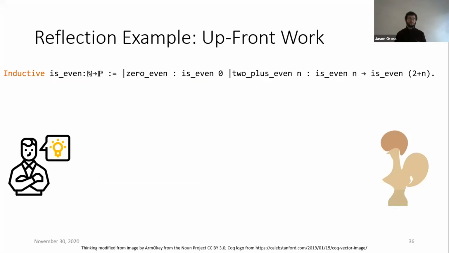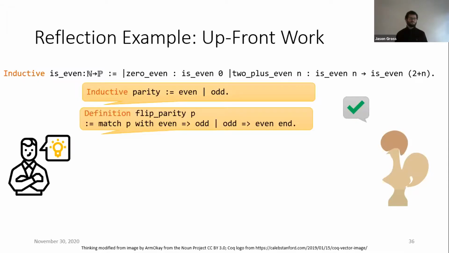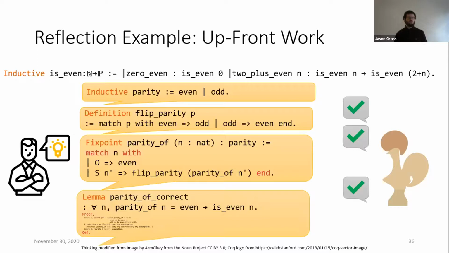When you want to prove things by reflection, there's a lot more upfront work. Lightbulb man needs to define, for example, a computation that can determine whether or not a number is even or odd. And so you need to define parity. Coq is like, great, I accept that definition. You need to define some helper functions. You need to say, here's my computation that computes the parity of a number. Coq says, cool. You need to prove that when your parity computation says even, in fact, the number is even. Coq accepts your proof.